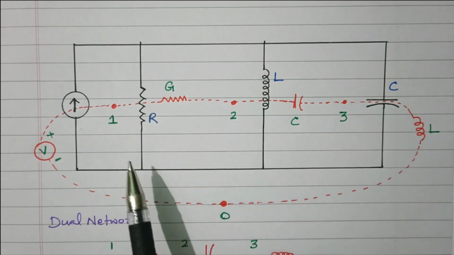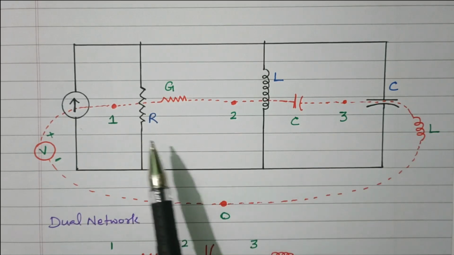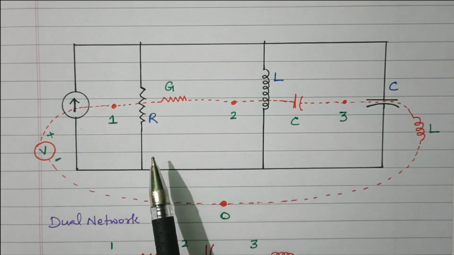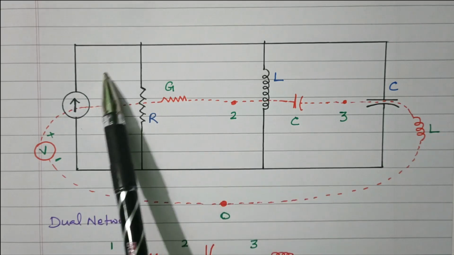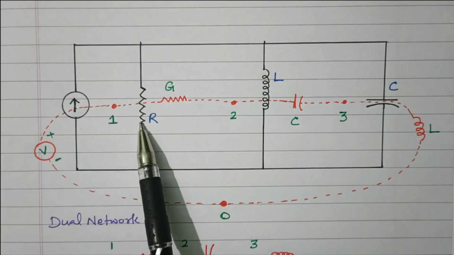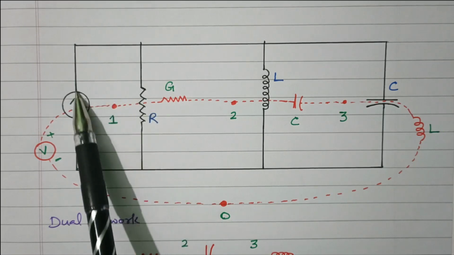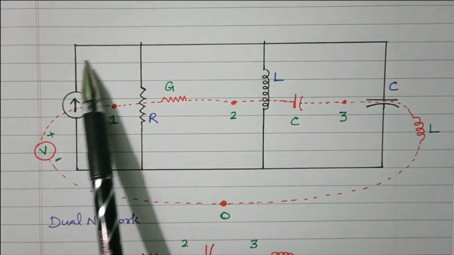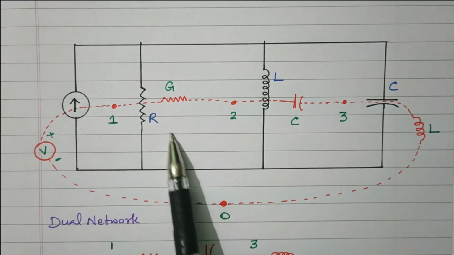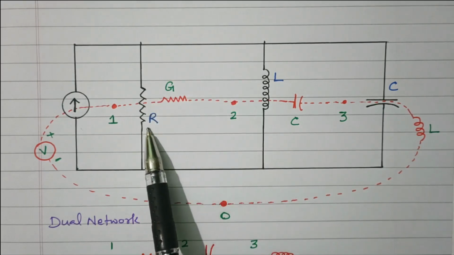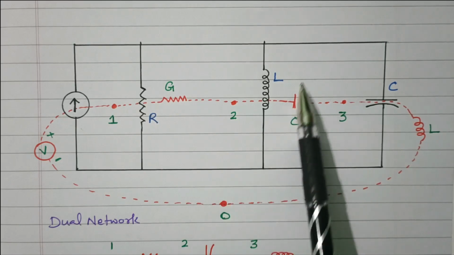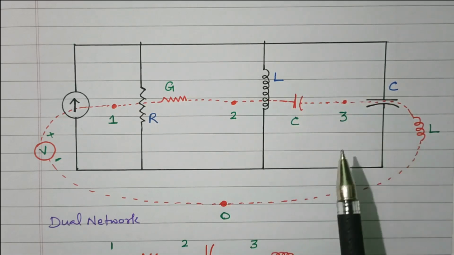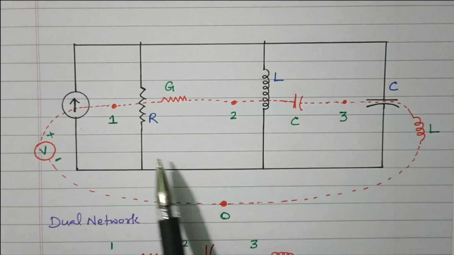So the step 1 is we need to put the dot in every loop. We need to identify the loop. In every loop we have to put the dot. So here 3 loops are available. This is the first loop: current source and the resistor. Current flowing through this. This loop is nothing but a closed circuit. This is the second loop: resistor and inductor. Current is flowing through the resistor and inductor. This is the third loop: inductor and capacitor. So 3 loops are available.